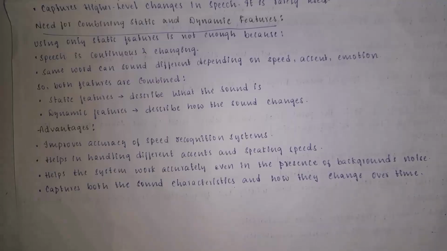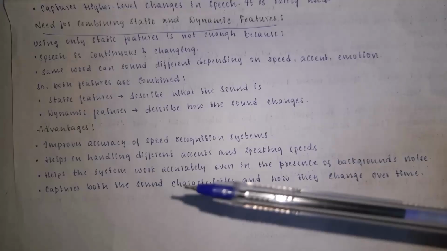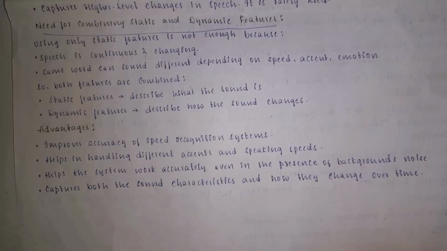These are the advantages of combining static and dynamic features. And the first one is it improves the accuracy of speech recognition systems. Whatever we speak, the system will understand it correctly. And the system can handle different accents and different speaking speeds. And also the system will work properly even though there is background noise, and the system can capture both sound characteristics and changes in sound over time.